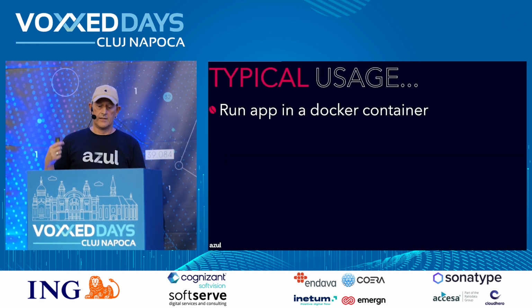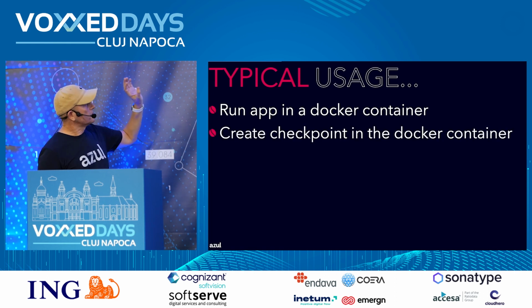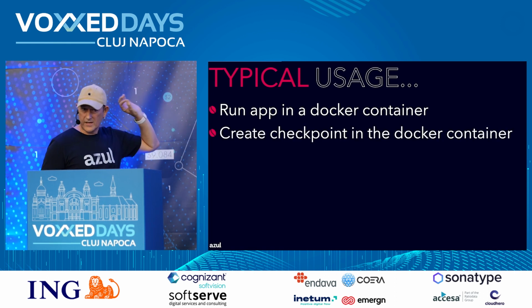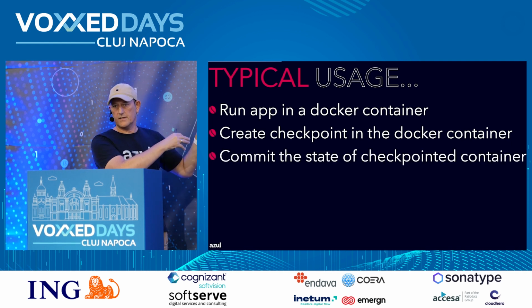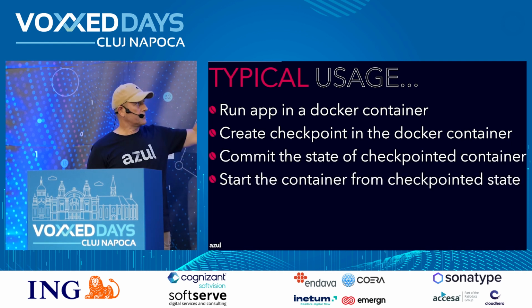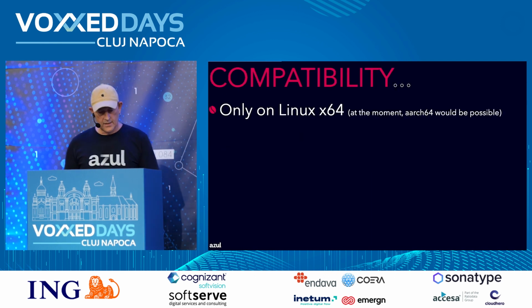Typical usage, of course, is not to run it straight away, but to run it in a Docker container. So you run your application in a Docker container, create a checkpoint in that container, and save the state of that container. The next time you start it up, you start from that saved state, and that will be really fast, okay?